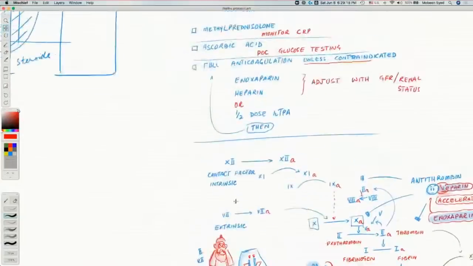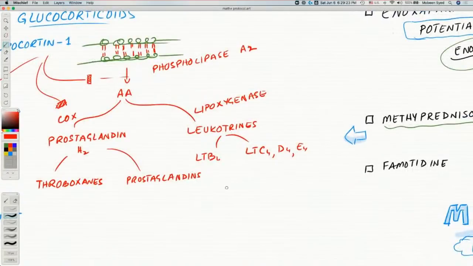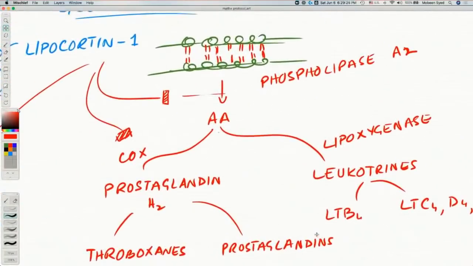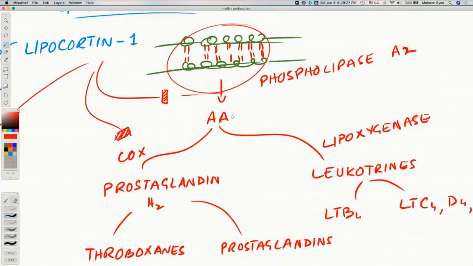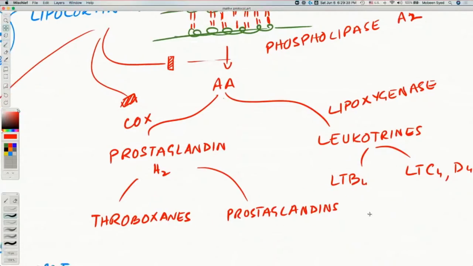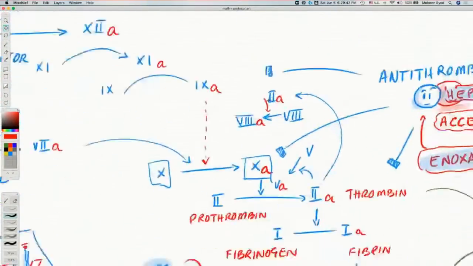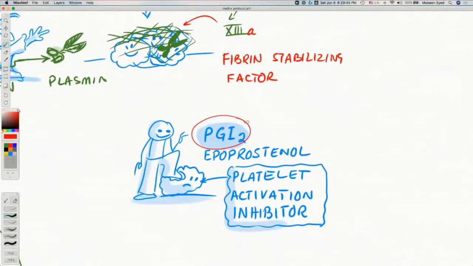Let me just quickly see here. So we did this discussion yesterday that from the phospholipids of our cell membrane, we make arachidonic acid. From that, we have cyclooxygenase or lipoxygenase, which makes prostaglandins or leukotrienes, correct? So we are talking about the prostaglandins, PGI2. PGI2, when given as a drug from outside, is called epoprostenol.